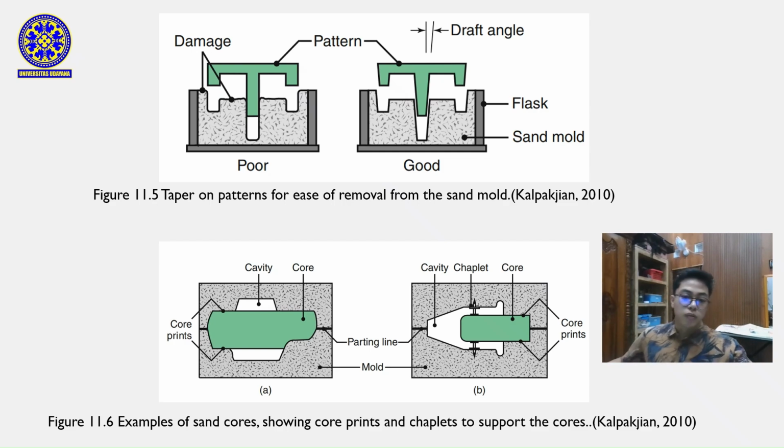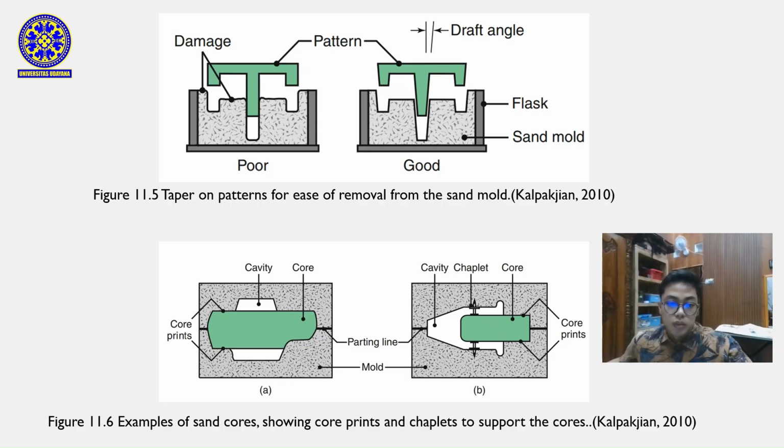Figure 11.5 demonstrates the importance of a draft angle. The poor example shows how vertical walls can damage the sand mold upon removal, while the good example shows that adding a taper or draft allows the pattern to be removed cleanly.